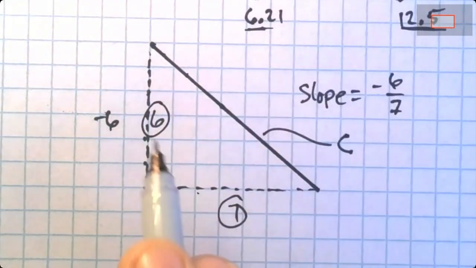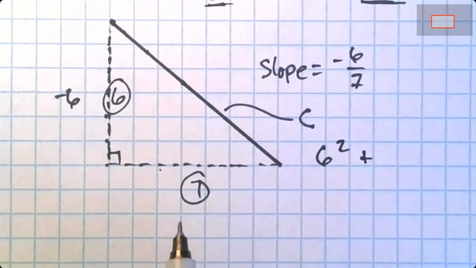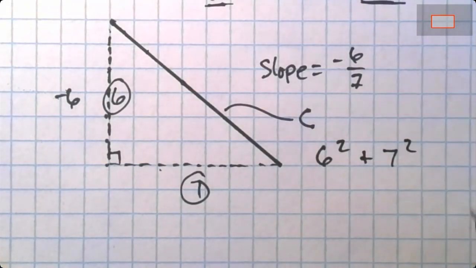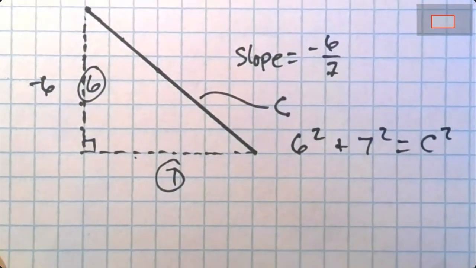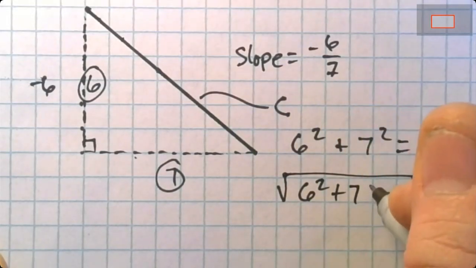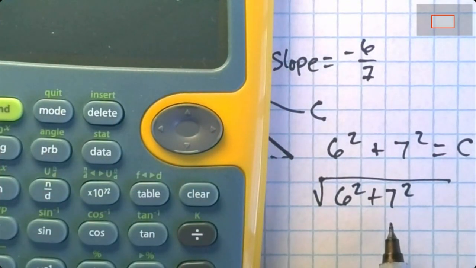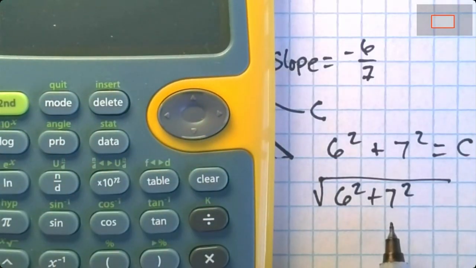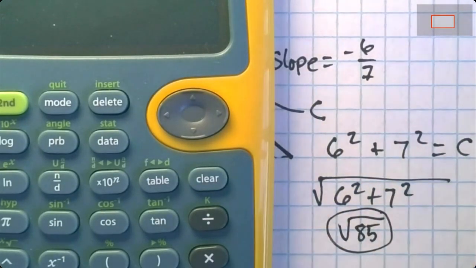I'll take this one leg, 6, and I'll square that, and I'll add to it this other leg, 7 squared. And once I do that, I get C squared. Well, if I want to know what C is, I'm just taking the square root of each side. So the square root of 6 squared plus 7 squared is the length of that line segment. On my calculator, 6 squared plus 7 squared, it is the square root of 85. And that's a fine answer most of the time, right?